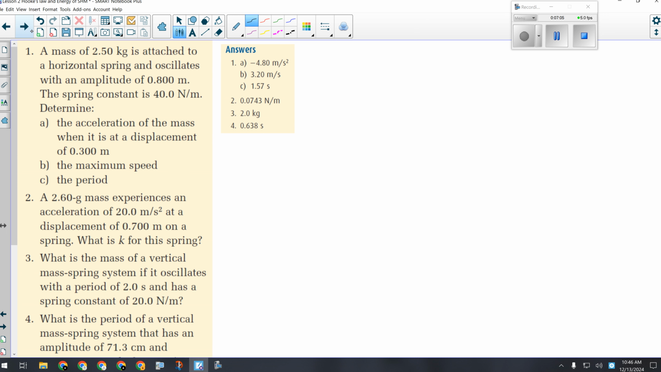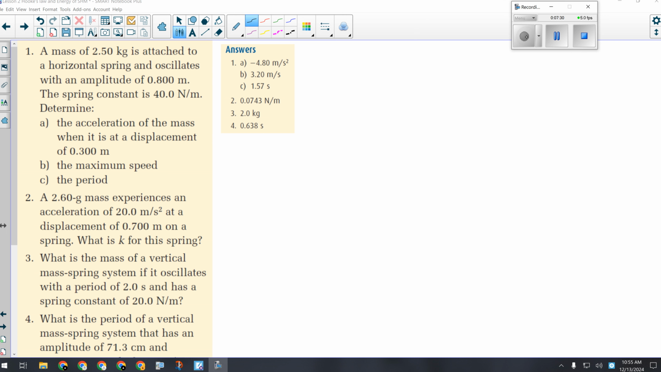Okay, I would like you guys to do question number 1 for sure, because it makes you do basically everything we've talked about so far in the unit. Let's say 1 and 2 for now. We'll leave the vertical spring stuff. So 1 and 2 for now. Okay, like you guys working on those. The answers are right here, so you can check them, and then we'll walk through them here in a minute.